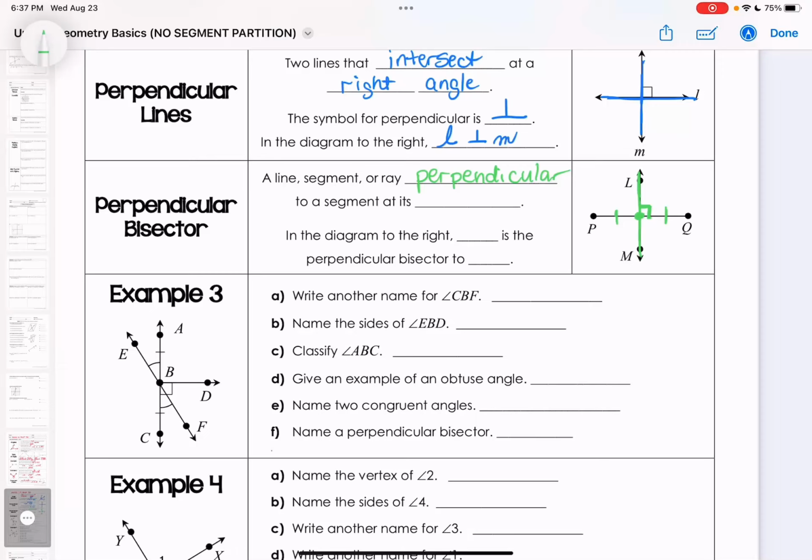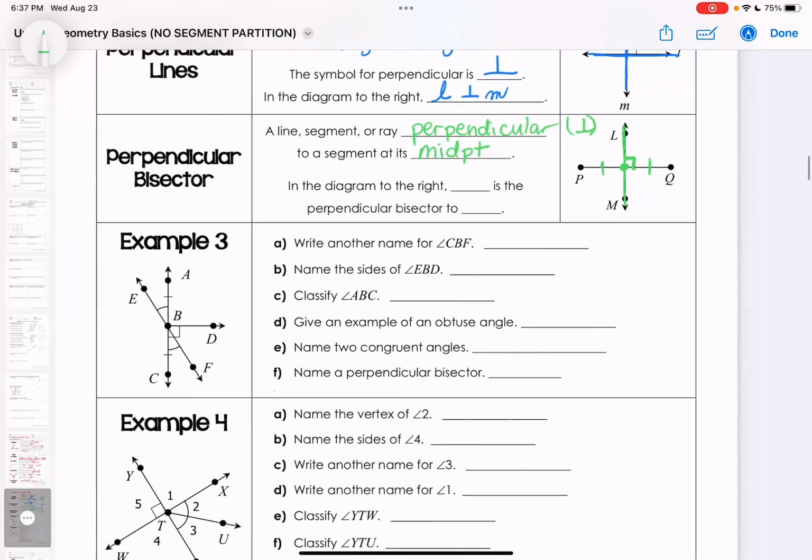If you don't like writing a bunch, you can abbreviate and put the perpendicular symbol. But then you have to remember what that means. That's midpoint. So a line, segment, or ray perpendicular to a segment at its midpoint is our perpendicular bisector. So in this diagram, line LM, boy, that looks like angle. Line LM, it's an L, is perpendicular bisector to PQ.